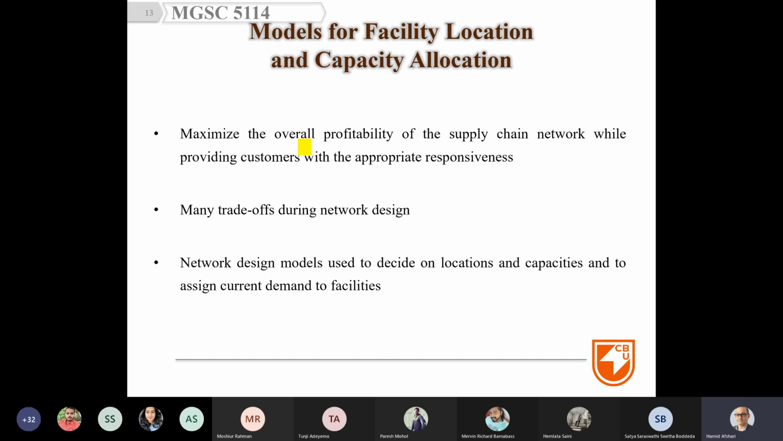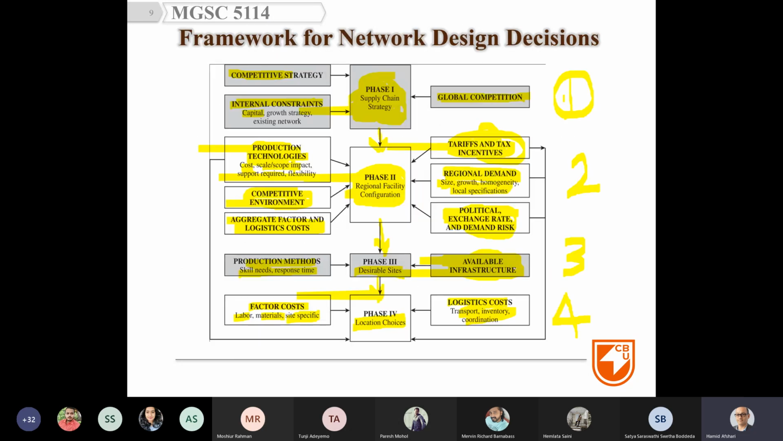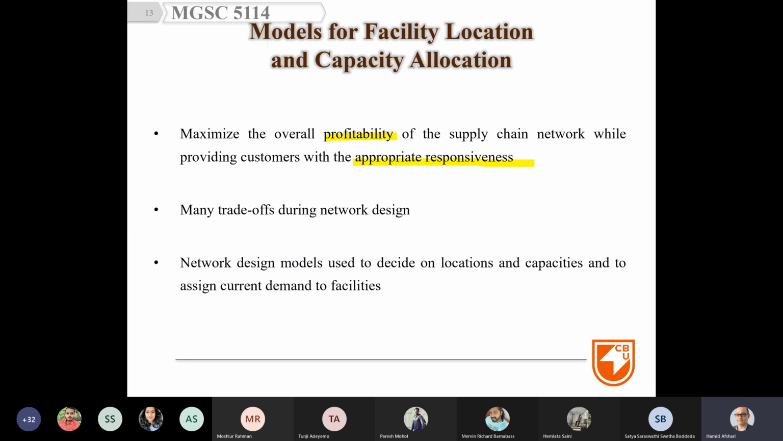So maximize the overall profitability of supply chain by providing customers with appropriate responsiveness. I have repeated this slide before. If you remember, we had it before. But here I just want to highlight the point that we are getting to the same point. The goal is to maximize profitability. How? By reducing the cost. And we need to consider many trade-offs. Sometimes you need to have a larger warehouse so that you save the transportation cost, or vice versa.